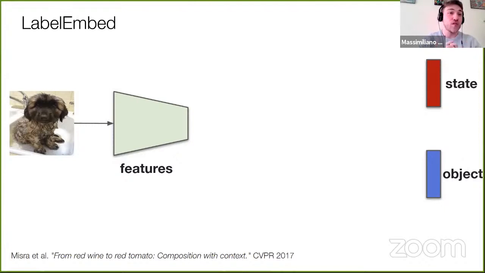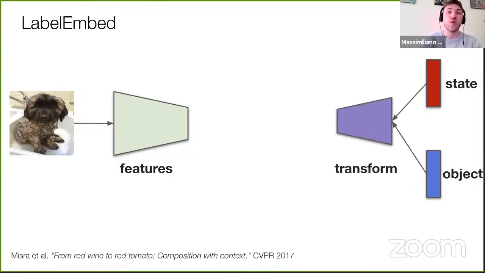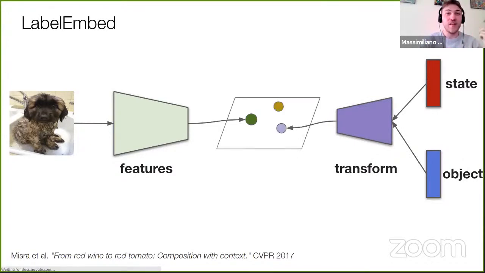A good approach, a first approach in this direction, was LabelEmbed, proposed in 2017. This approach still extracts features from the image, but it takes the state and object embeddings, or in that case the weights of the classifiers for the state and object, and then mixes them through a transformation.